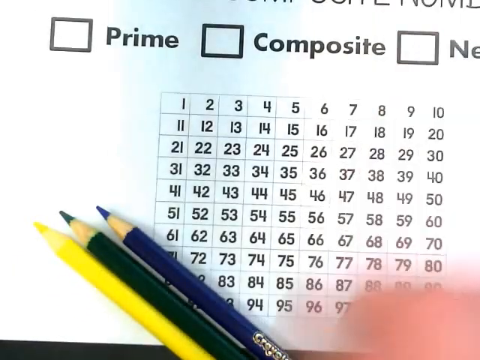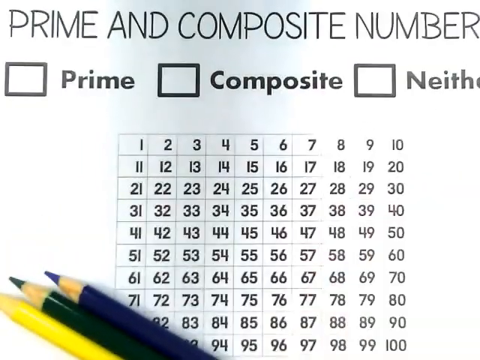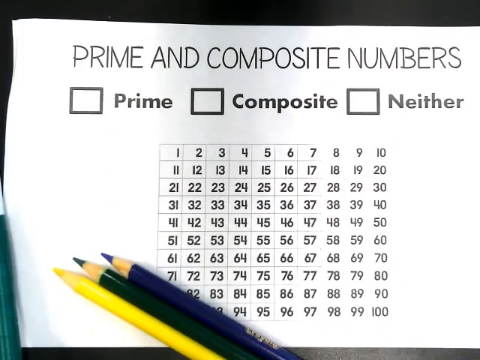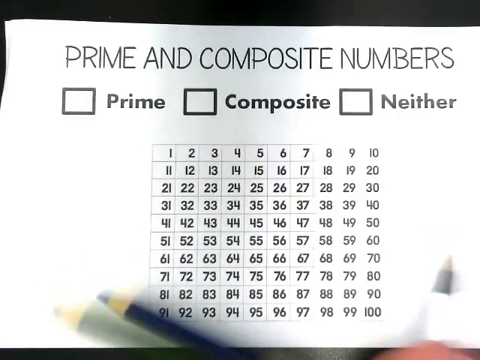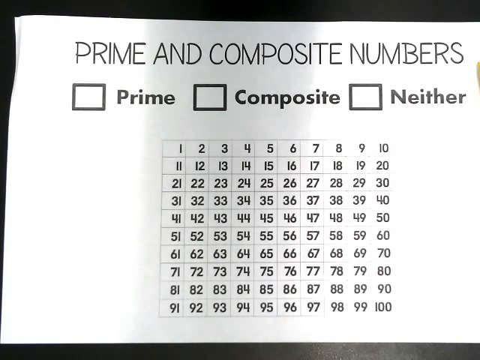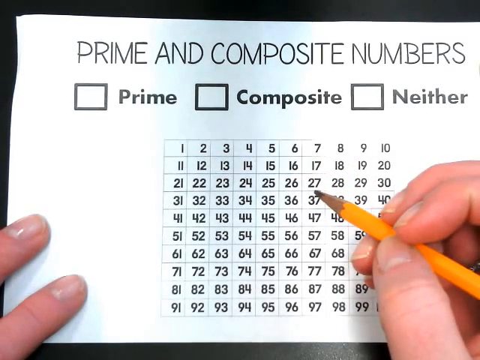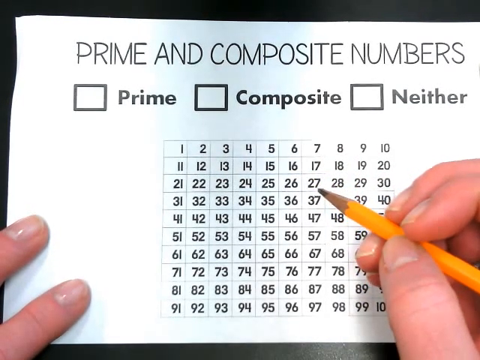Okay, guys, so to begin, you want your three colors and your one paper for prime and composite numbers. You should have three colors and half of the prime and composite numbers paper. First thing I want you to do is pick up your regular pencil. Not a colored pencil, but a regular pencil. And underneath prime, we're writing the definition.